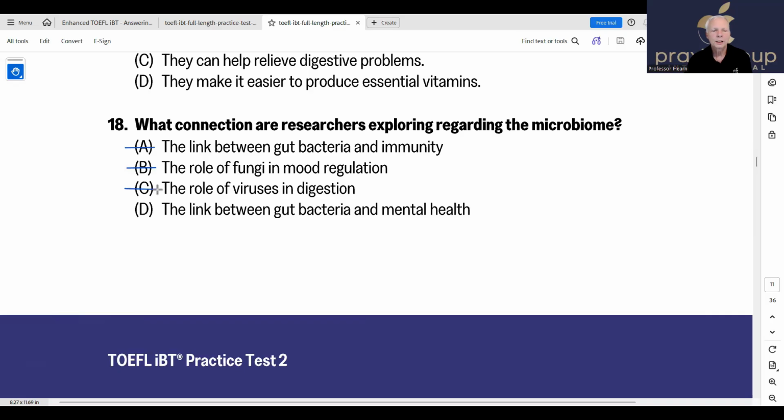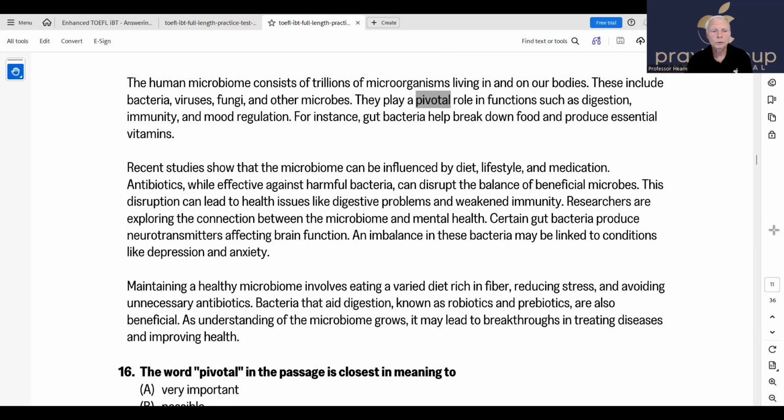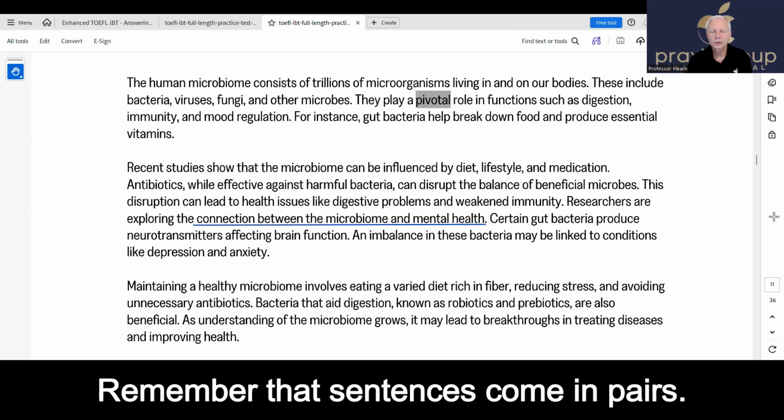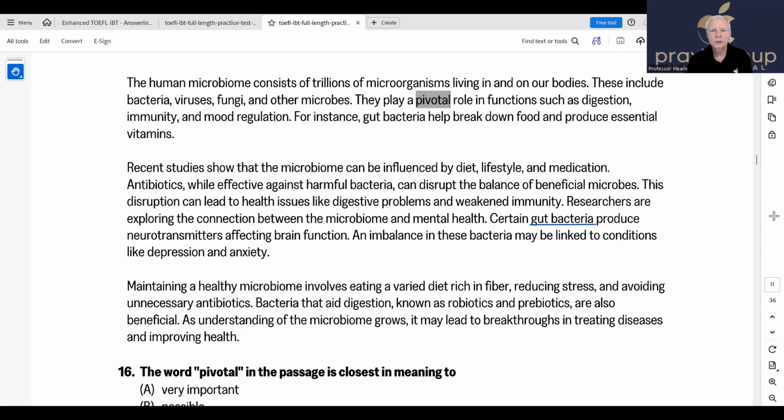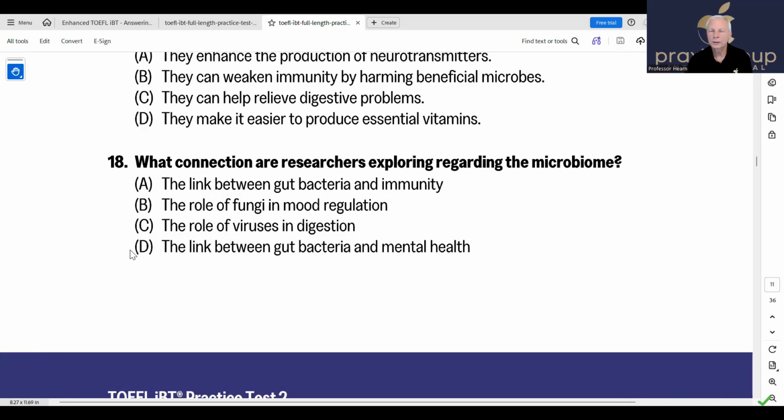What about D, the link between gut bacteria and mental health? Now, I'm not sure. Let's check the passage one more time to see if D is possible. Now, our clue is about the connection between the microbiome and mental health, but our choice is talking about the gut bacteria. There's no mention of gut bacteria in this sentence. However, when we look at the related sentence, the following sentence, what does it say? Certain gut bacteria produce neurotransmitters affecting brain function. These 2 sentences together make choice D the most likely answer.